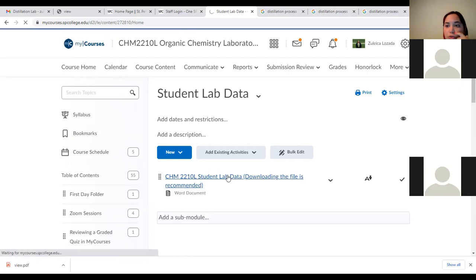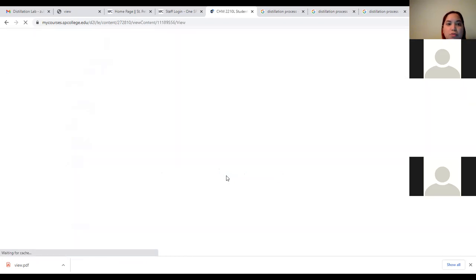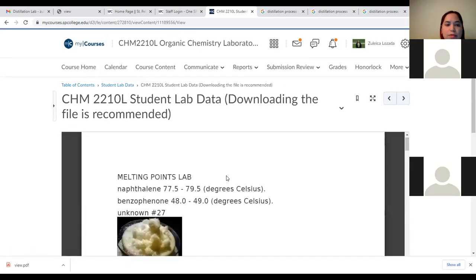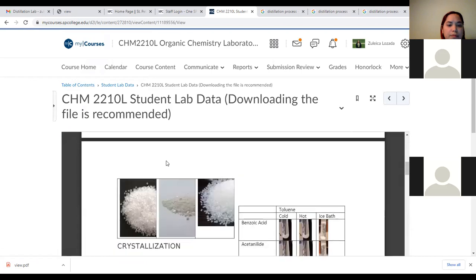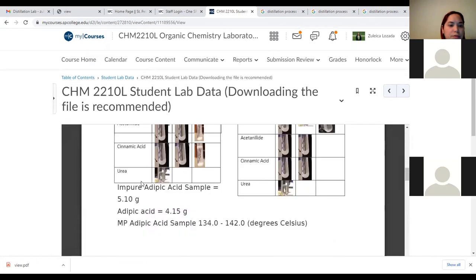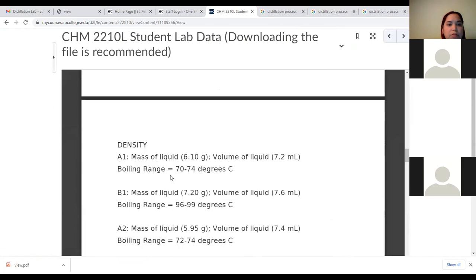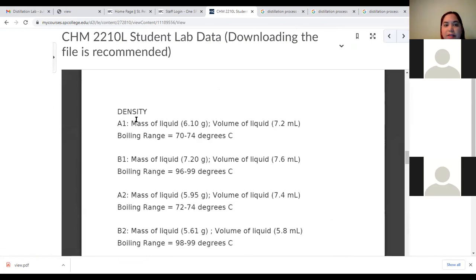When you open, make sure you download. In this area, it's not an issue because it's page number 4 and it's only numbers. You don't have any photos. So when you go down, the page that starts with density, you will have two samples first, which are the number ones, A and B.